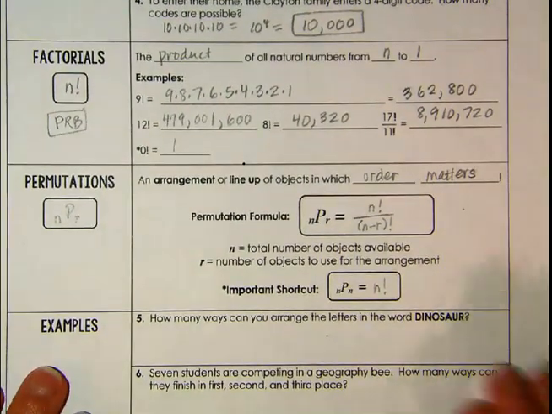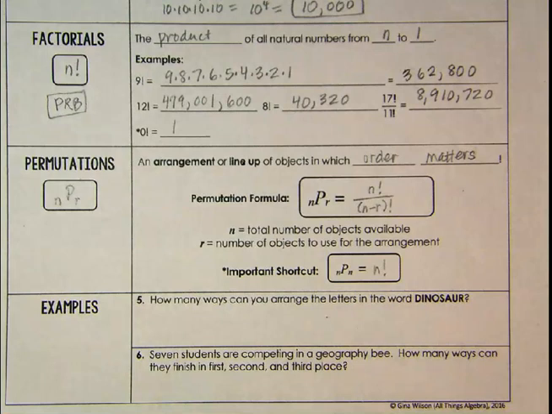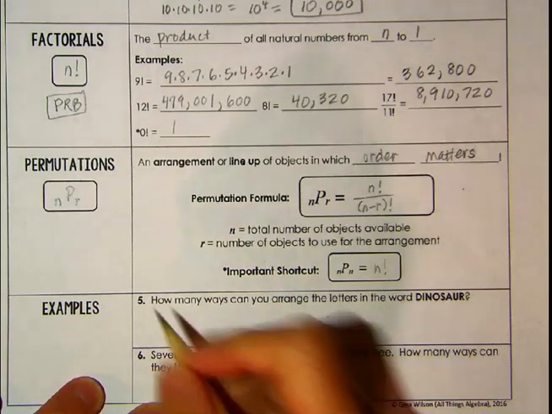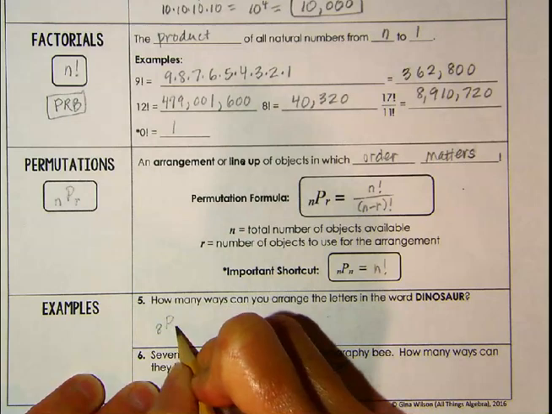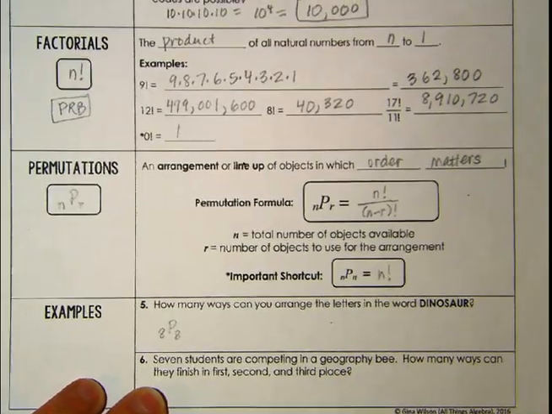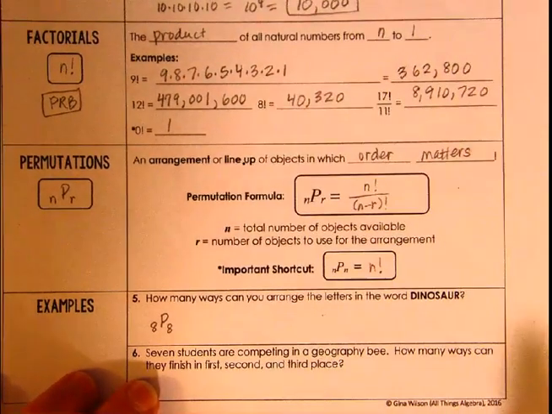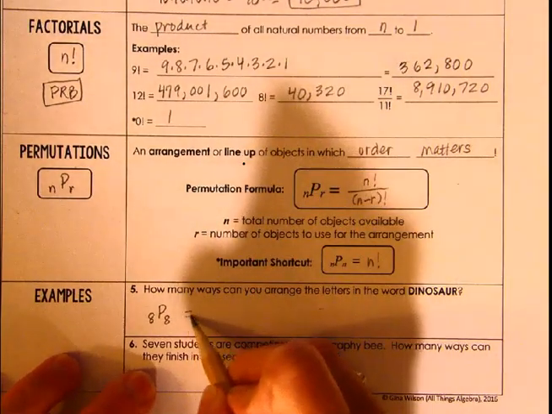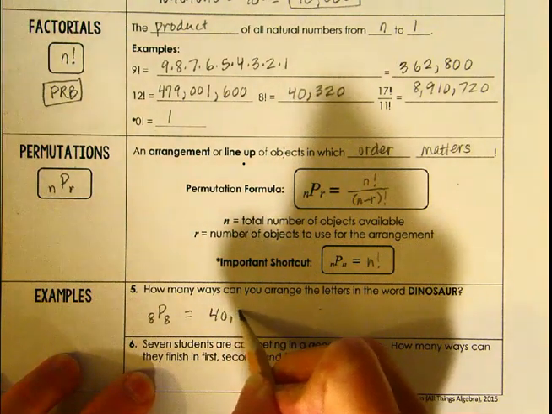So I've got a few examples that show you what type of problems this is going to answer. Number 5, how many ways can you arrange the letters in the word dinosaur? Well, first of all, we want to count how many letters we have. 1, 2, 3, 4, 5, 6, 7, 8. There are 8. So 8P8, because I'm arranging all 8 of them. If you put 8P8 in your calculator, you get 40,320.